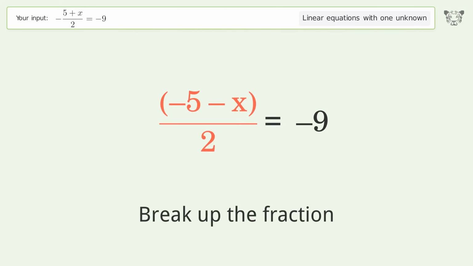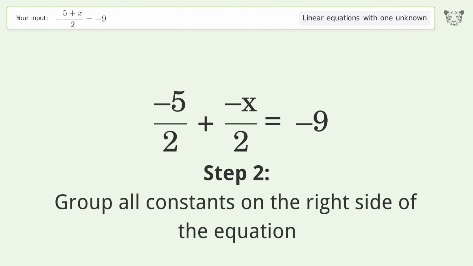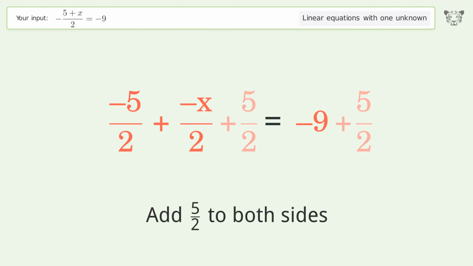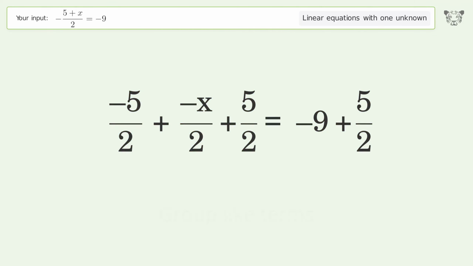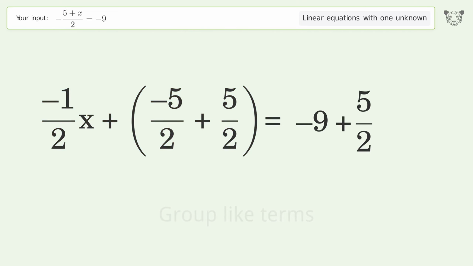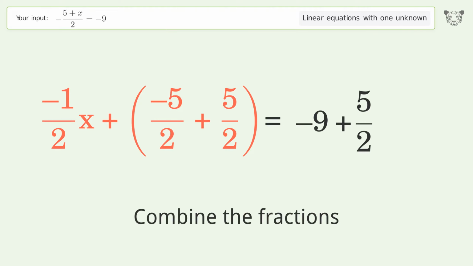Break up the fraction. Group all constants on the right side of the equation. Add 5/2 to both sides. Group like terms. Combine the fractions.